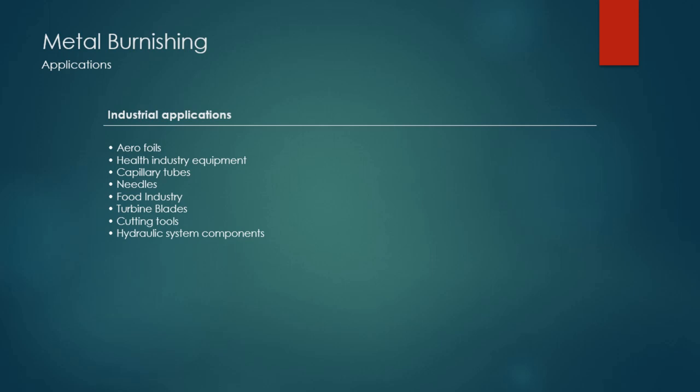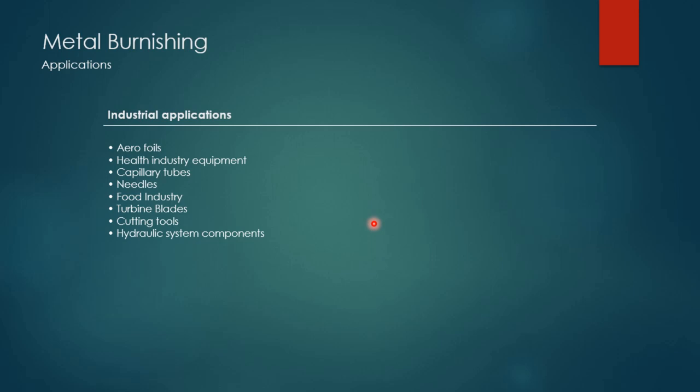Food industry, since we require corrosion resistant components for the quality of food to be processed in these industries, burnishing can be one of the options in some of the components of these equipments. Turbine blades, since we again need corrosion resistant turbine blades for their longer life, we can think of using burnishing techniques. Cutting tools, again, to have a greater fatigue life or greater component life of the tools, we can think of burnishing operation.